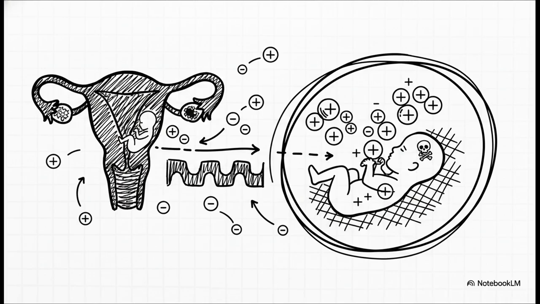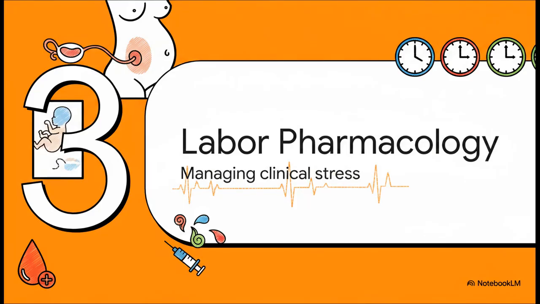This means a distressed baby will actually pull and trap basic drugs across the placental barrier, which leads to dangerous drug accumulation and toxicity. Okay, Section 3, Labor Pharmacology. Let's dive into how we actually pharmacologically manage the intense stress test of labor, delivery, and unfortunately postpartum hemorrhage.